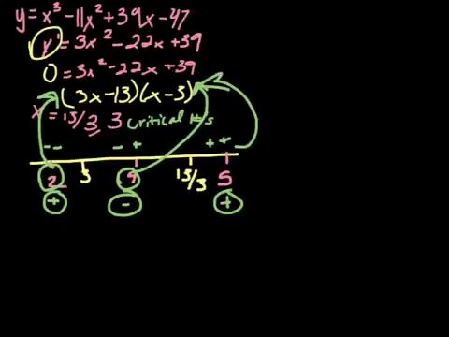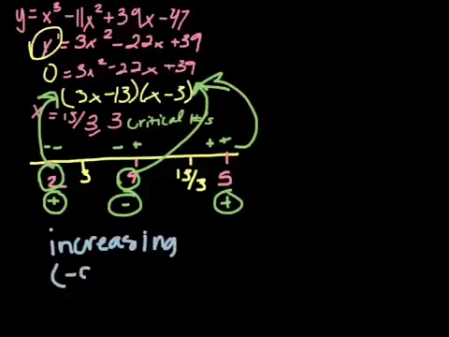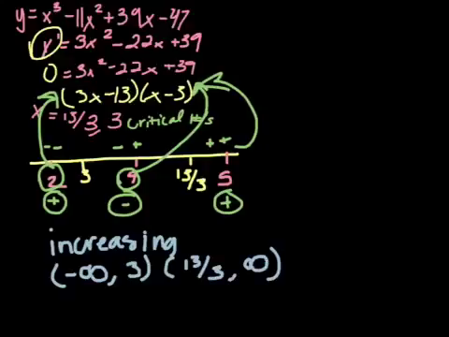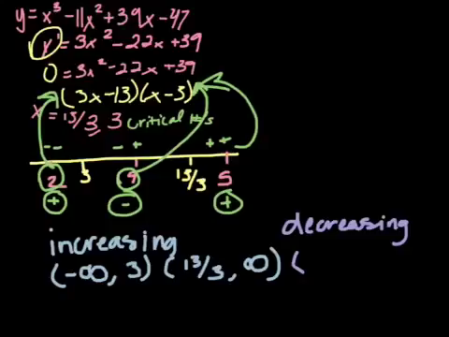From this, we can see that it is increasing from negative infinity to 3 and from 13 over 3 to infinity. But it is decreasing from 3 to 13 over 3.